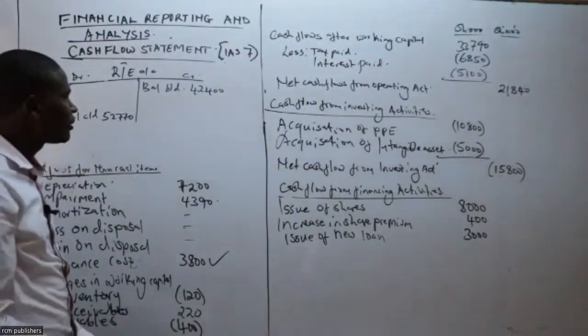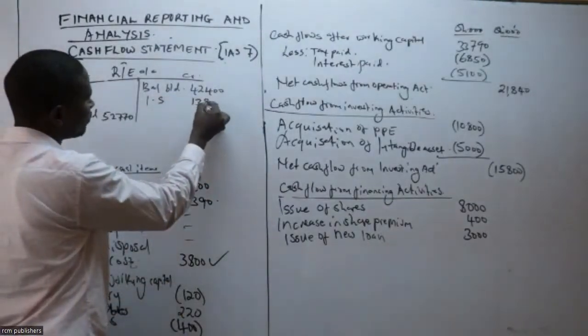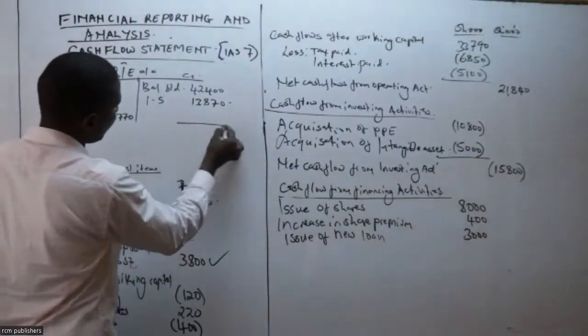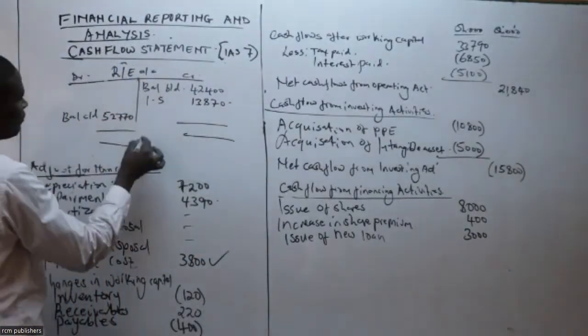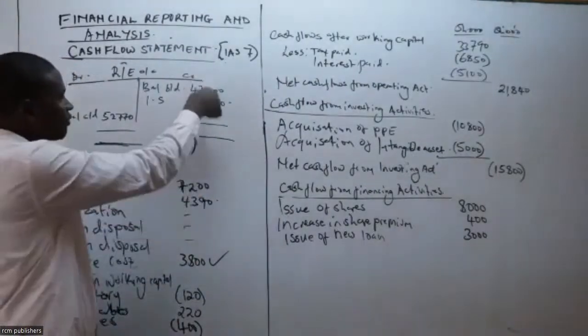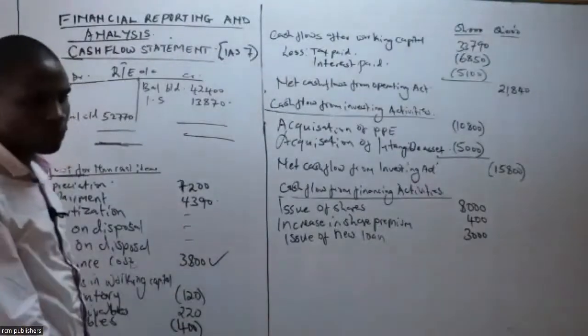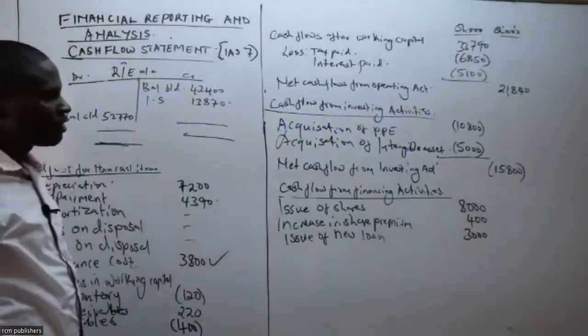13,870. So from the income statement, you have 13,870. And then whatever you get here, the balancing figure will be the dividend paid. So can you add for me this side? Add for me here. The faster you do it, the better.